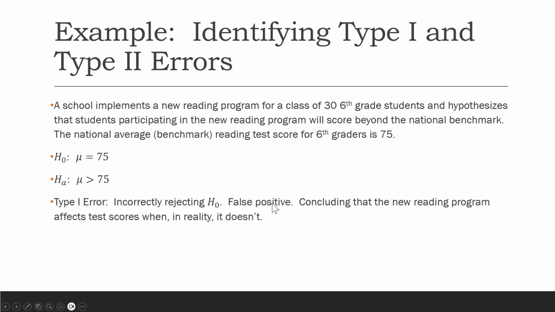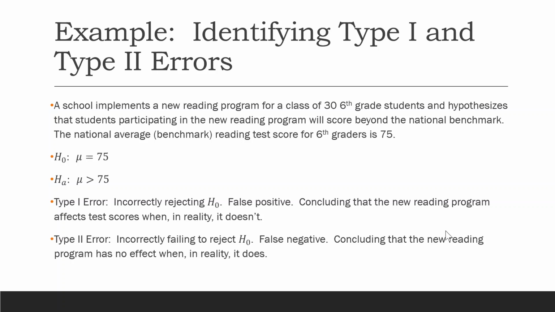All right. But the actual interpretation of this type 1 error is that we would reject the null and conclude that our alternative is true. That students who participate in this program in the population would have a score higher than the national benchmark. So we can conclude that the new reading program actually has an impact on those test scores when it actually doesn't in reality. That is a type 1 error in this case.